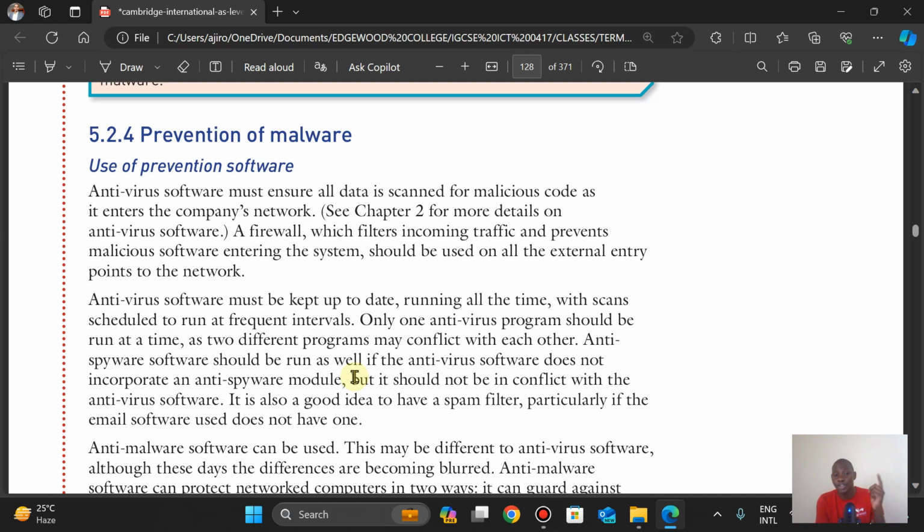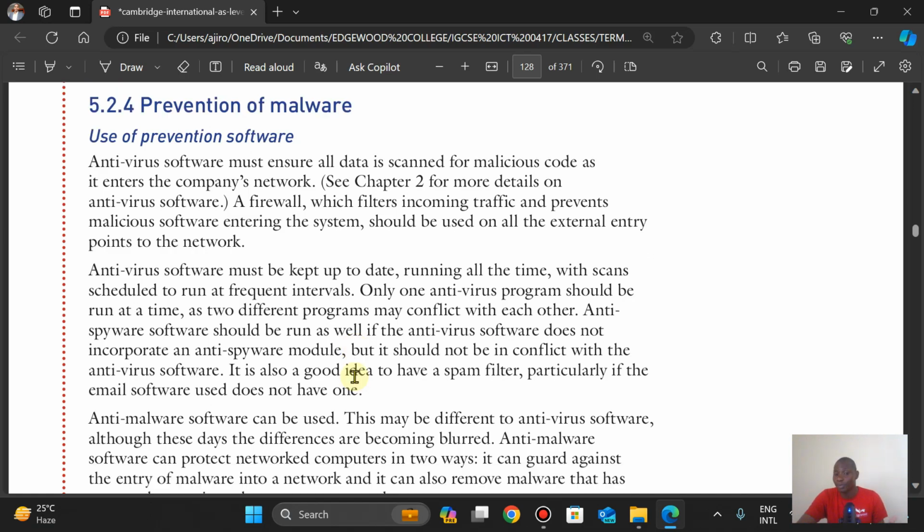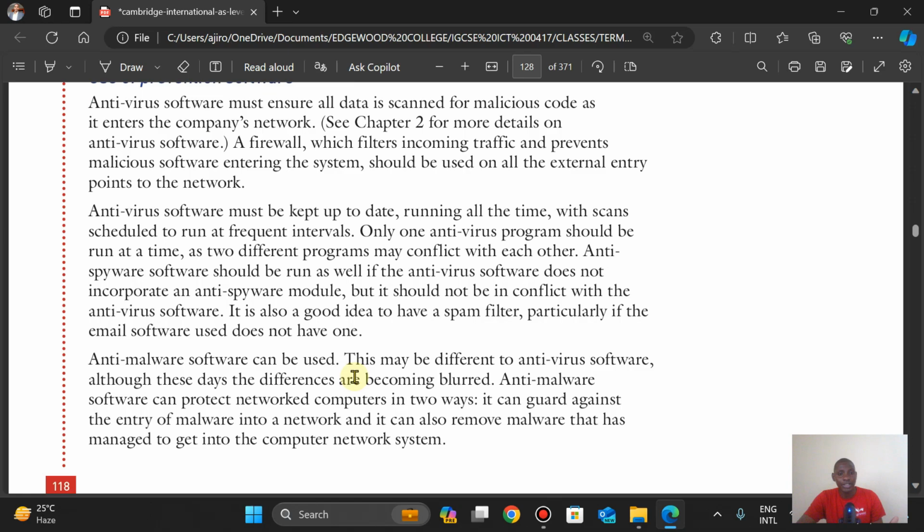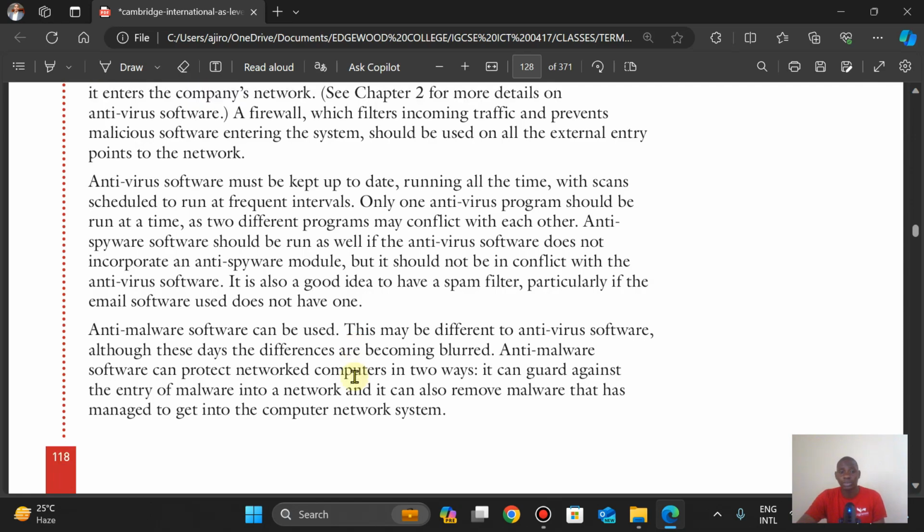Anti-malware software can be used. It may be different to antivirus software, although these days the differences are becoming blurred. Anti-malware software can protect network computers in 2 ways. It can guard against the entry of malware into a network. It can also remove malware that has managed to get into the computer network system.